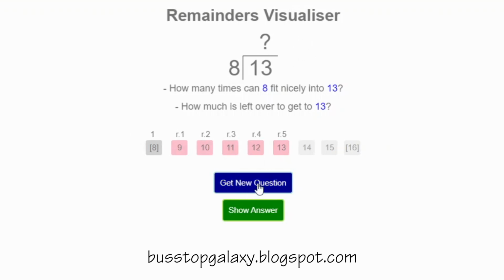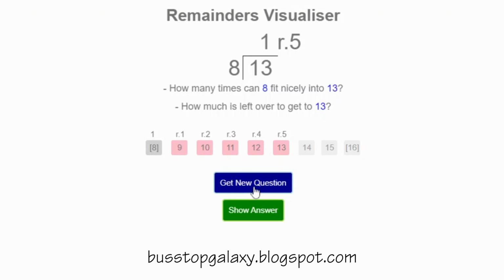So let's do another one. We're saying to ourselves, how many times can 8 fit into 13? So if we do the 8 times tables, it would be 8, then 16. 16 is too big, so we get to the 8 and we say, okay, how do we get to 13? 1, 2, 3, 4, 5, so it's 1 remainder 5. And you would write it up here.